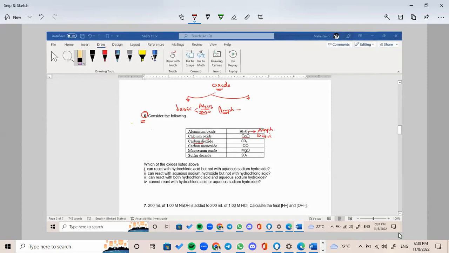طيب كربون دايوكسيد يبقى ده نون ميتال اوكسايد يبقى ده اسيدك. بعد كده كربون مونوكسيد، فالمونوكسيد من ضمن الحاجات النيوترال. طيب مغنيسيوم اوكسايد ده ميتال اوكسايد يبقى ده بيزك. سلفر دايوكسيد فده نون ميتال اوكسايد يبقى ده اسيدك.